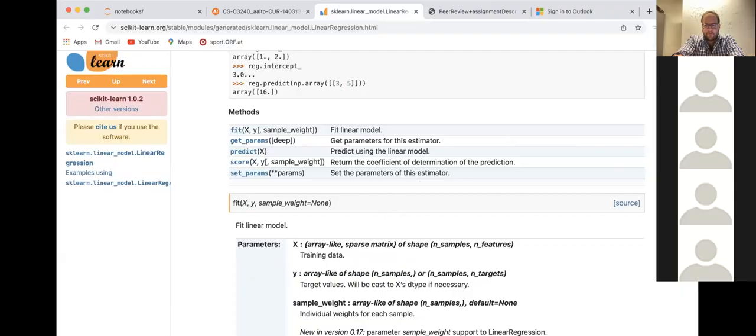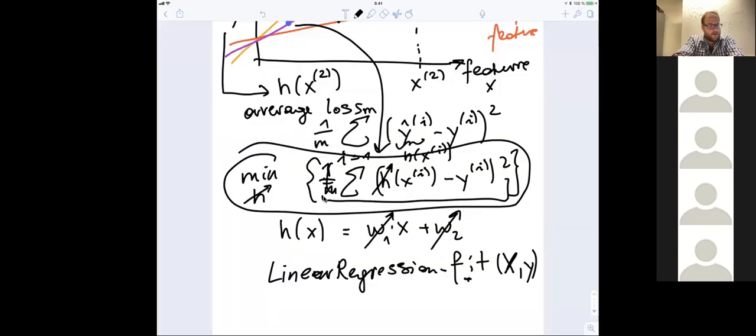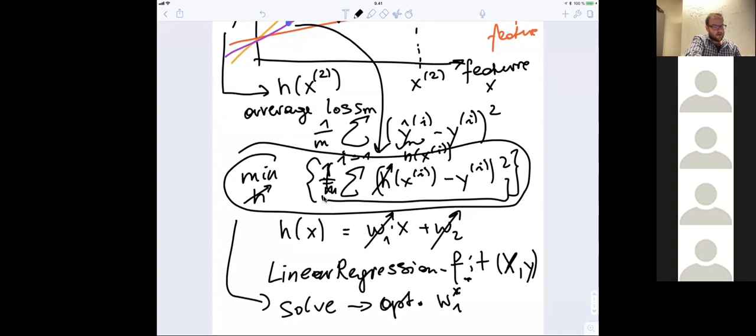If we now go back to my drawing, we get an optimal weight vector. We call the dot fit function, solve this optimization problem, and get the optimal parameters, W1 star, because it's optimal, and W0 star. So do you know where in Python these optimal weights are stored in this linear regression class? How can you read out these optimal weights that minimize the average squared loss?